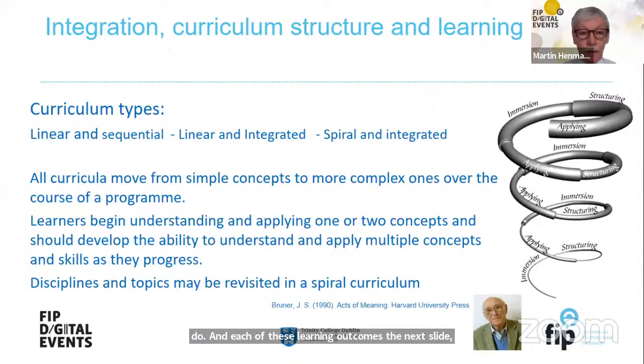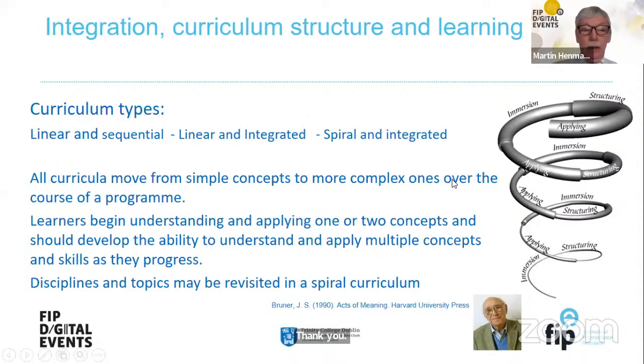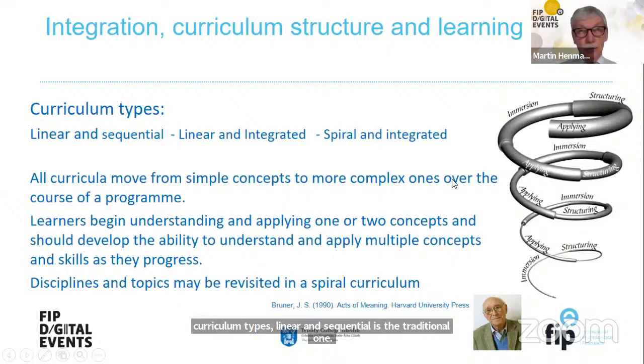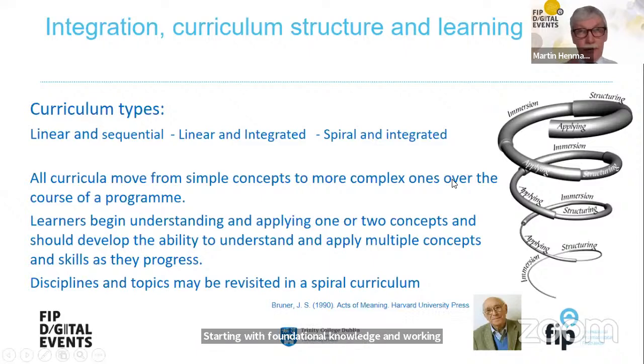Thank you. So integration, and we're looking here at curriculum types. Linear and sequential is the traditional one, starting with foundational knowledge and working on through ultimately to ending up usually at practice. Linear and integrated tries to bring in different elements, particularly practice and particularly experiential placements earlier on, and put those in and help that development go on. And then spiral and integrated, and you can see a graphic for that on the right-hand side.